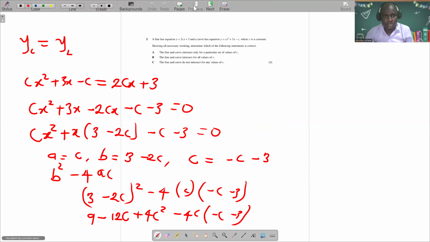So if you look at the options, option A says the line and the curve intersect only for a particular set of values of c. No. The line and the curve intersect for all values of c. So that means our B here is our option. The line intersects for all values of c.